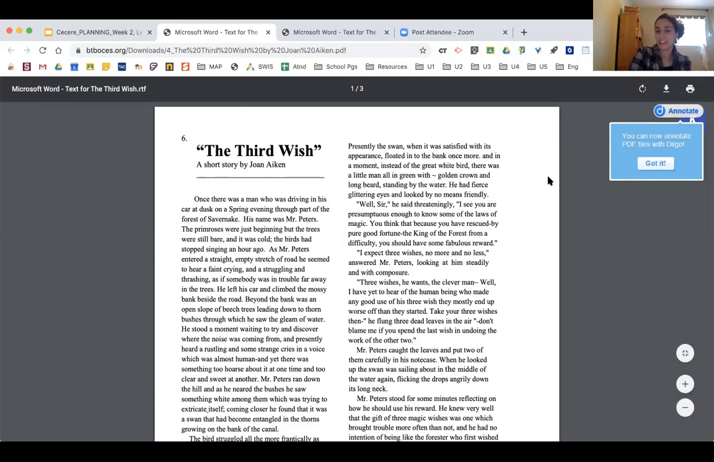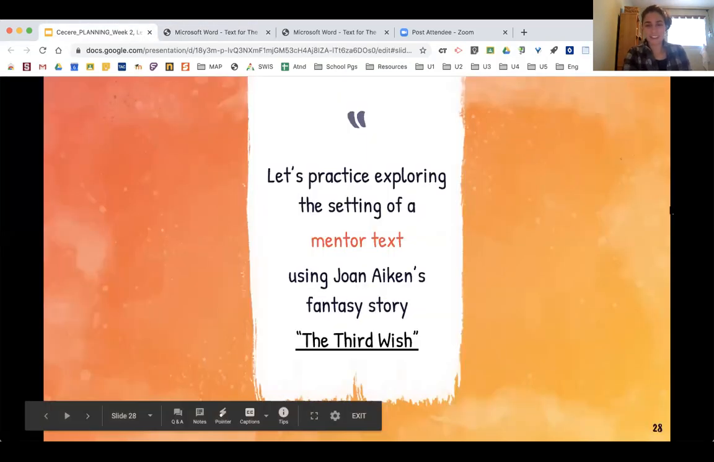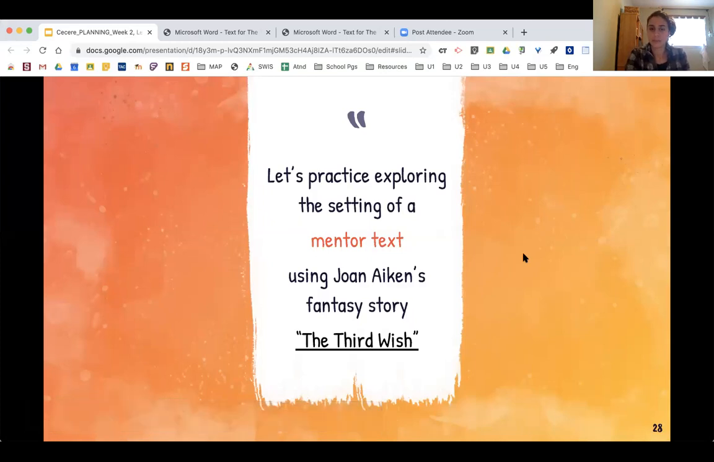Mr. Peters caught the leaves and put 2 of them carefully in his note case. We will come back. You can finish that story later if you would like. But let's look through some of the questions to get us thinking about the setting of this story.